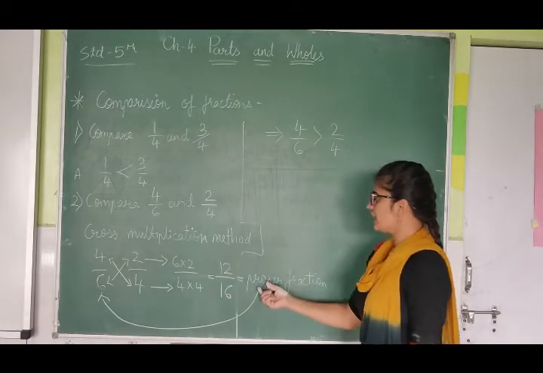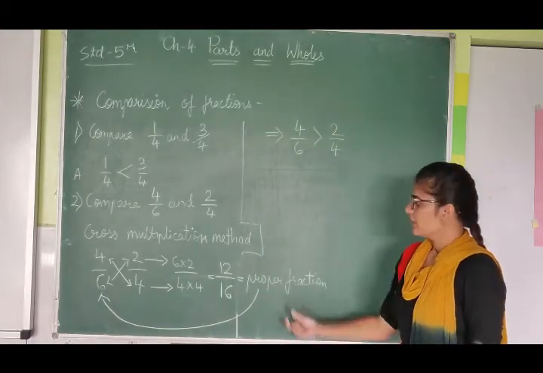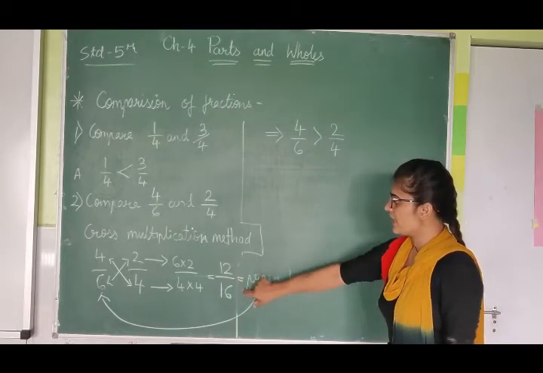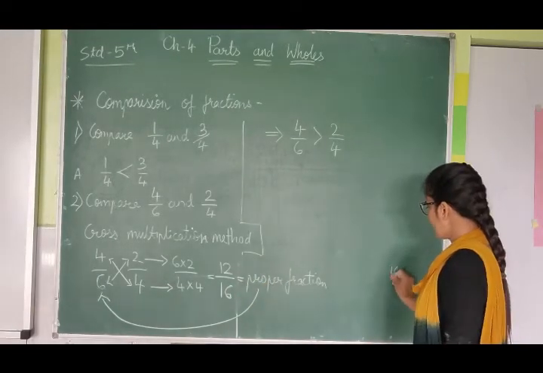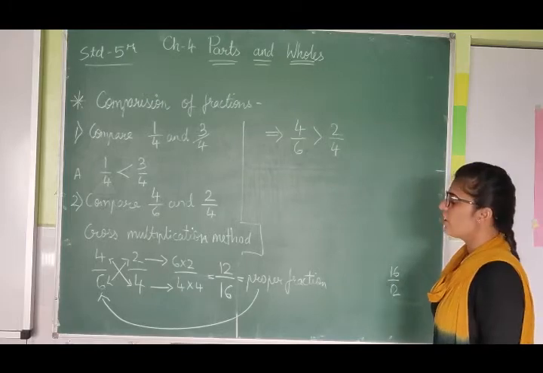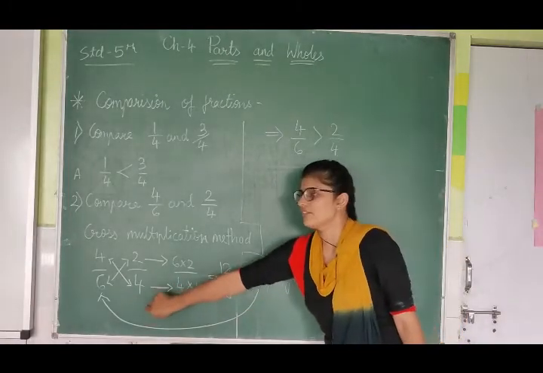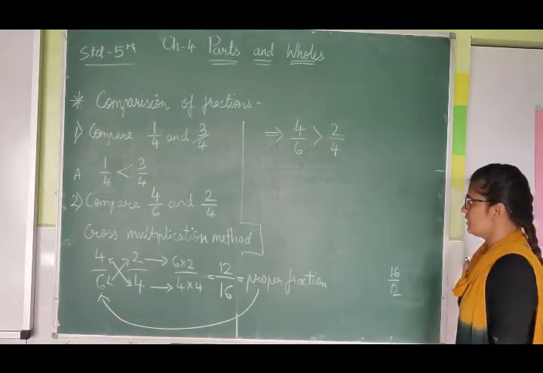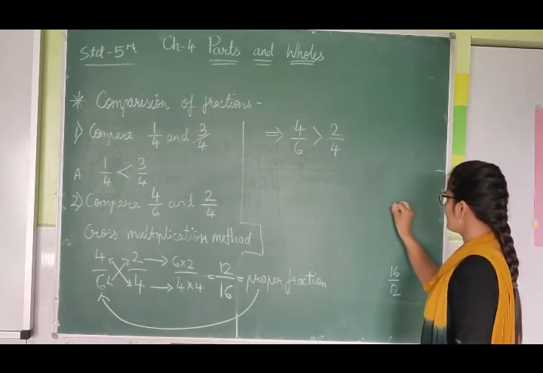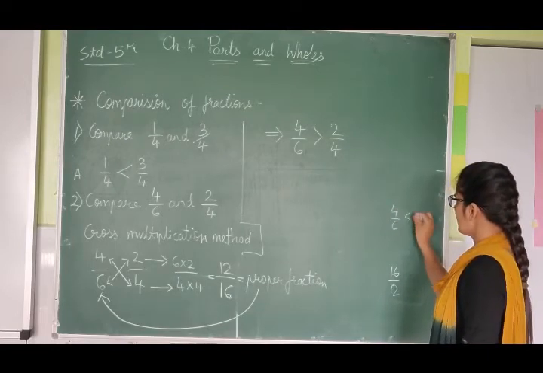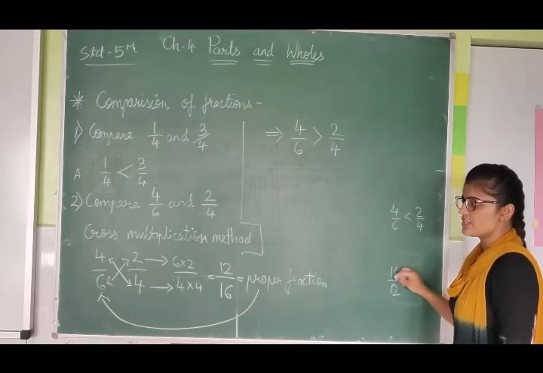Now if we are getting an improper fraction, meaning if we are getting the answer as 16 by 12, then the second one will be the greater one. So the answer will be converted as 4 by 6 is less than 2 by 4. This is just for example.